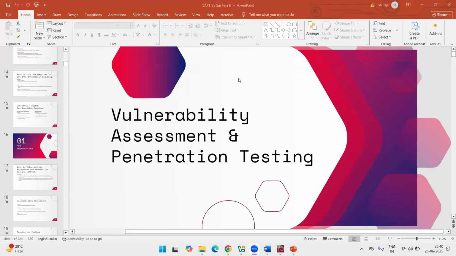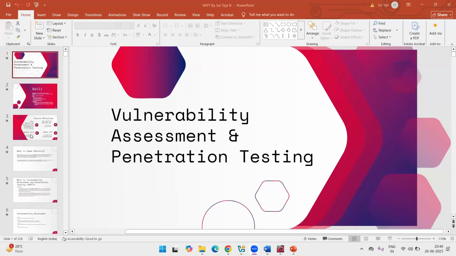Even if we have some time, we can also discuss, let me take it up. Okay, let me just explain at a high level what vulnerability assessment is and what penetration testing is, right? Of course, we are aiming for this specific domain, vulnerability assessment and penetration testing. So let's understand what it is.